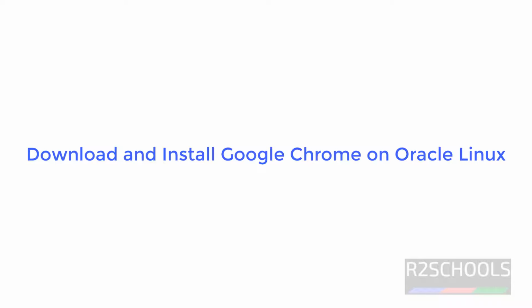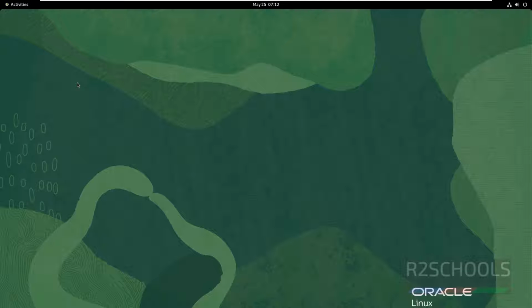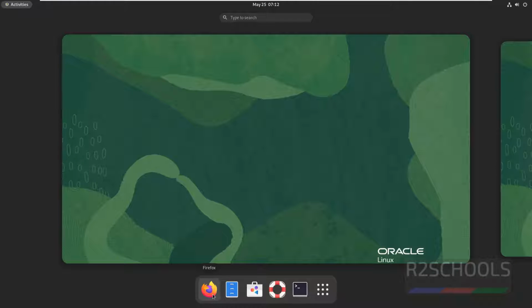Hello guys, in this video we will see how to download and install Google Chrome on Parrot Linux. The default browser that comes with Parrot Linux is Firefox. See here, we have Firefox as the web browser that comes with Parrot Linux.